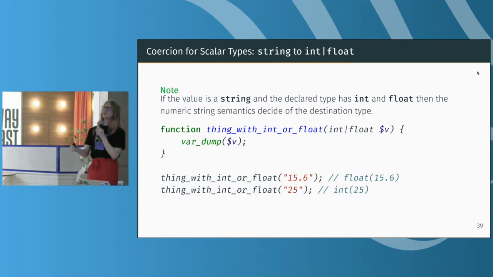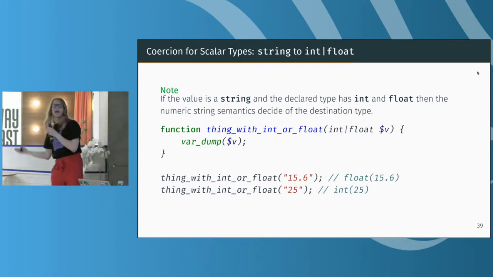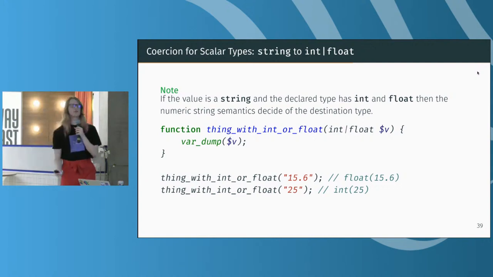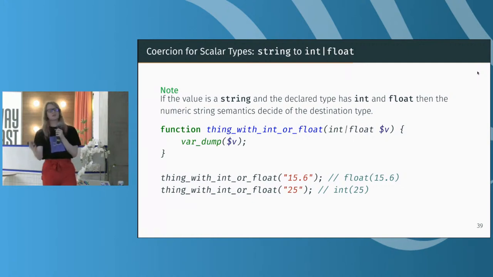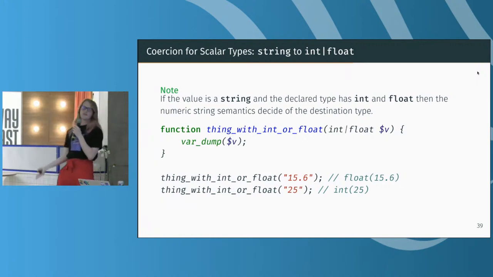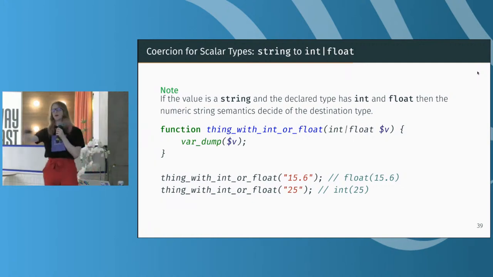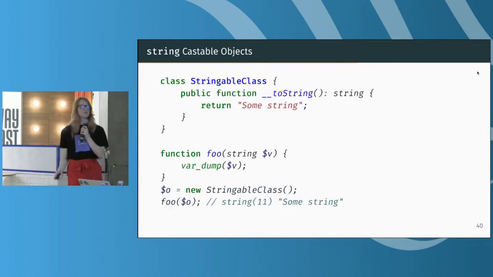For scalar types, if you're passing a string to a type which accepts int or float, it will use its own numeric string semantics to determine which type it should coerce to. So 15.6 will not get truncated to 15. It will just pass as a float, and 25 will pass as an integer.